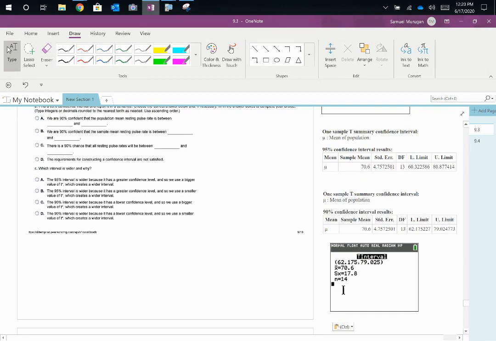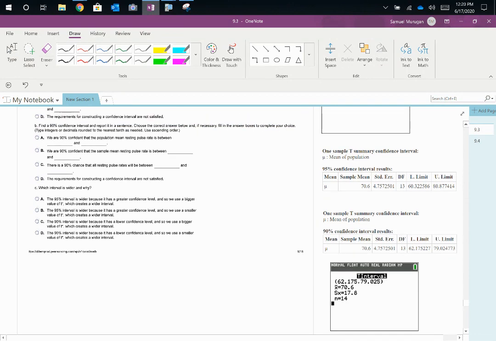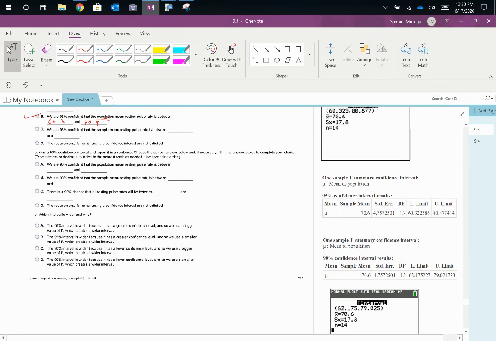All right, so here we go. Again, we can write the confidence interval here. So we're 90% confident that the population mean, 1 decimal place, is between 62.2 and 79.0. 62.2 and 79.0.